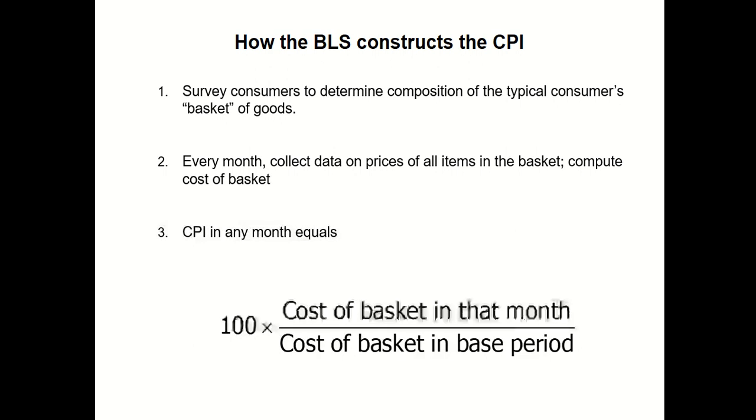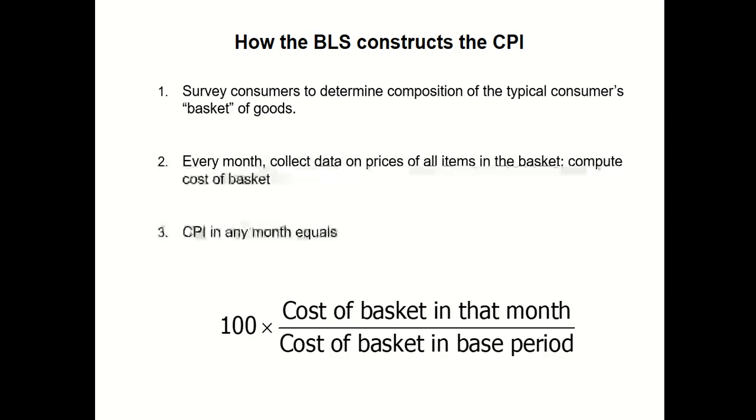How do the BLS in USA and FBS in Pakistan construct the CPI? There are certain steps. Step number 1 is to survey consumers to determine the composition of the typical consumer's basket of goods. Here, basket of goods means the list of goods which need to be included in the calculation of CPI. Through surveys, the basket of commodities is determined in order to calculate CPI.